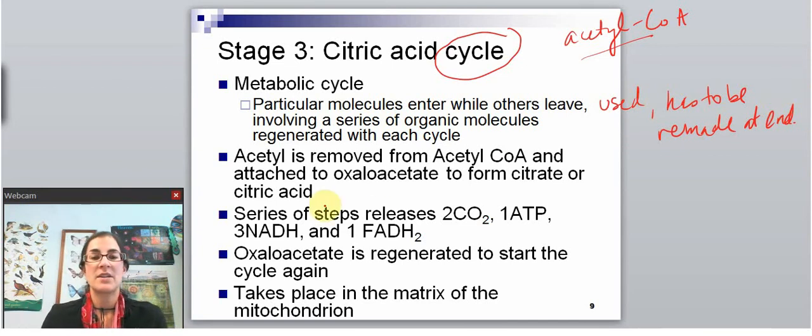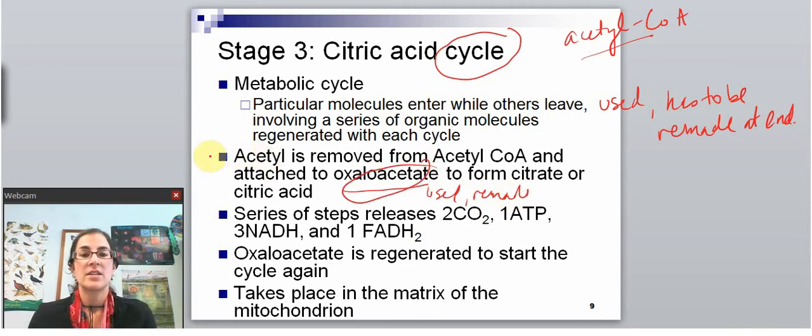So what's going to happen at the very beginning of the cycle is the acetyl group is going to get attached to oxaloacetate. And oxaloacetate is what is used and remade. Okay. So the acetyl group is 2 carbons. The oxaloacetate is 4 carbons. So this is going to create a 6-carbon molecule.